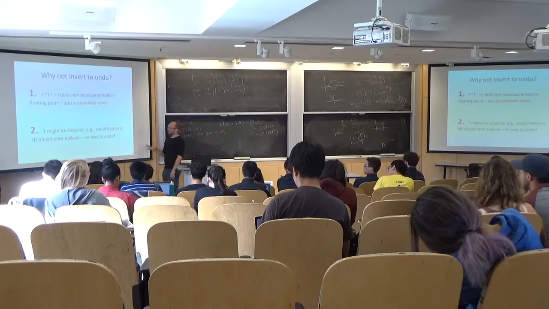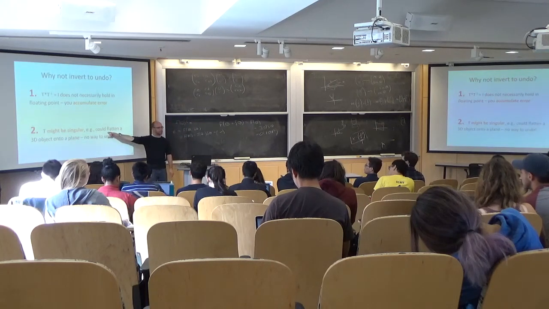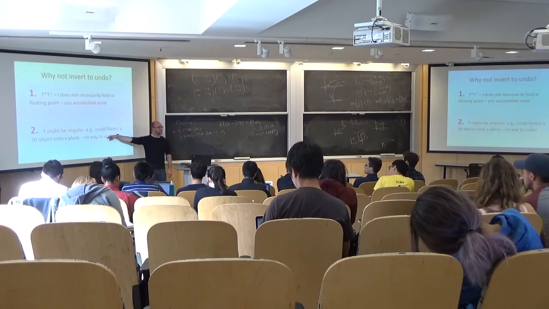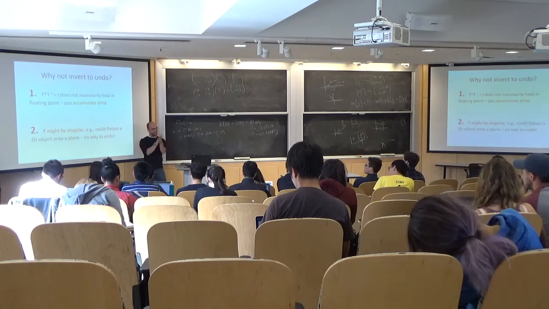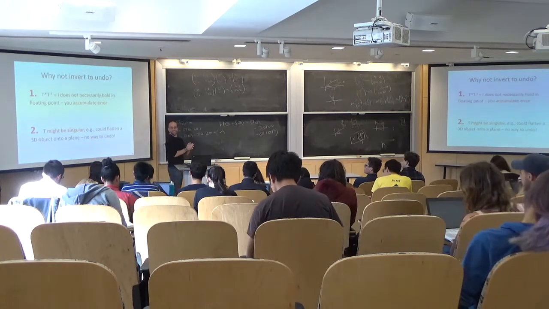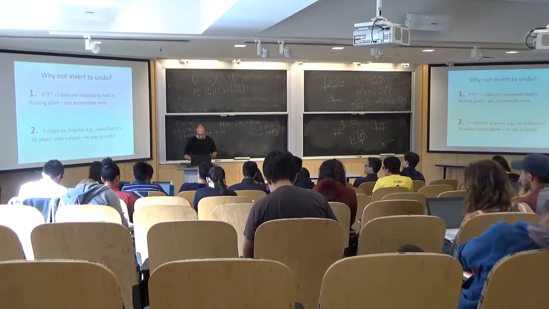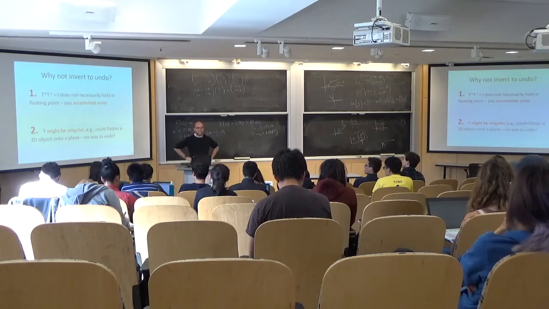And to make matters worse, I didn't tell you that T couldn't be singular, non-invertible. For instance, maybe I have a 3D object and I just squash it onto the plane, in which case I couldn't invert. So any ideas what we do instead?